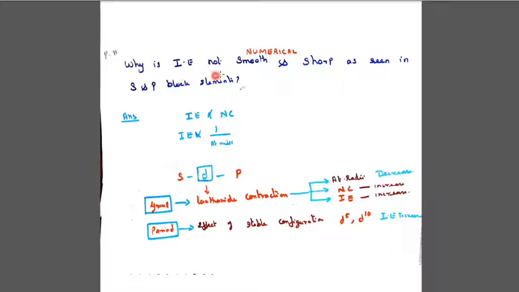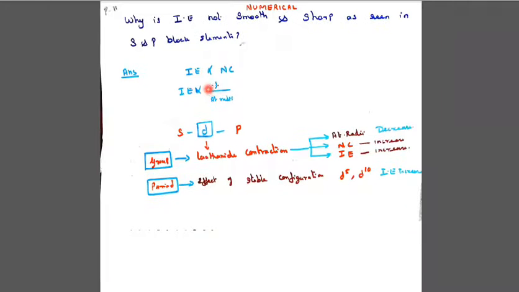And now let us see why ionization energy is not smooth and sharp as seen in the S block and the P block elements. Ionization energy is directly proportional to nuclear charge, and the key point I said, it is inversely proportional to the atomic radii. When you compare S block and P block, they are called representative elements, and the D block is a bridge. The elements are called transition elements, showing both S character as well as P character.